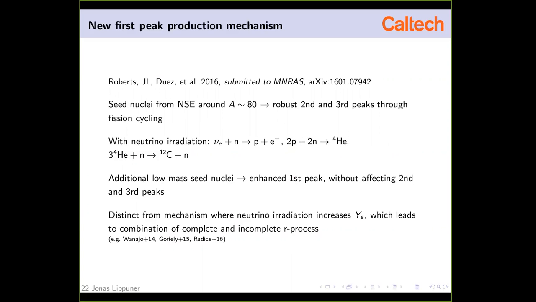But the first peak is made without really affecting the second and third peaks, because in the same trajectory we still make the second and third peaks since it's very neutron rich, but we get this enhancement in the first peak through these additional low-mass seed nuclei. This is different from where we have a superposition of incomplete and complete r-process, as I showed you in the binary neutron star merger cases, because here the YE distribution actually doesn't go above 0.25.